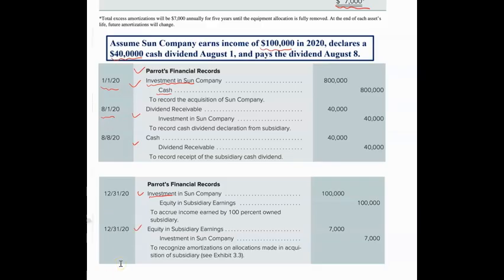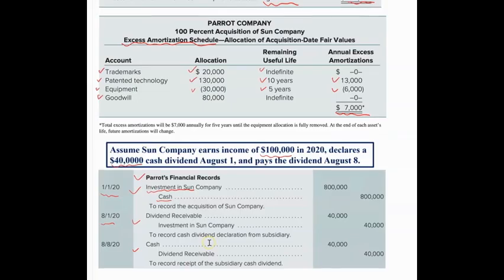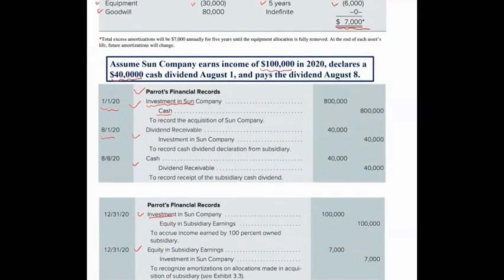At the same time, we recognize the 7,000, the annual asset amortization. This is the adjustment. We need to recognize this expense on our books, and this expense is going to reduce the equity account. So we debit 7,000, which is going to reduce this equity in subsidiary earnings, and then credit the investment account. That has an opposite impact on the subsidiary's earnings, and also an opposite impact on the investment account.